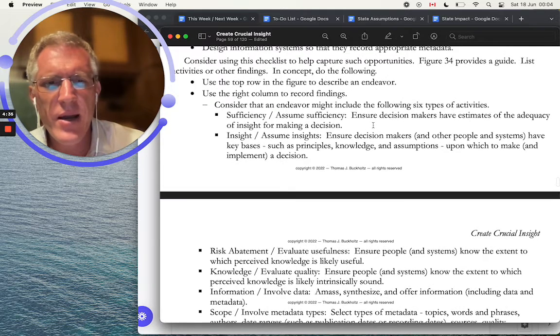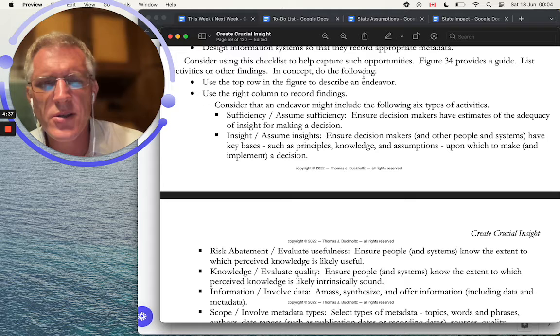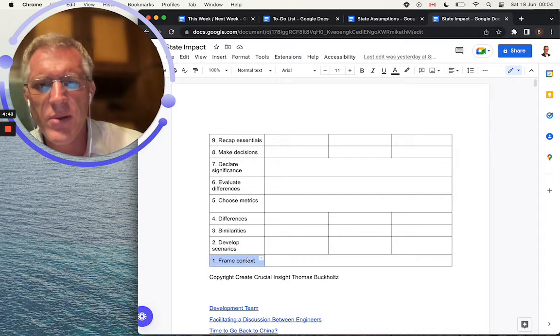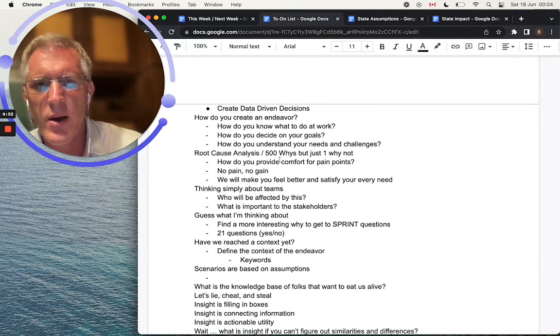And that's why it's a little bit challenging to create this situation, because we have state impact, which is framing the context. So we need to develop some scenarios. I'm still challenged by what this course, Create Data-Driven Decisions, is really going to be about.